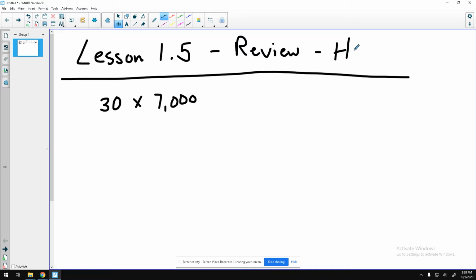So we're reviewing 1.5. Today in class in 1.5, we went over multiplication patterns in which we take out basic facts and powers of 10, and it helps us multiply huge numbers like the ones we see on the screen. So really quickly, let's take out the multiplication fact from this problem.